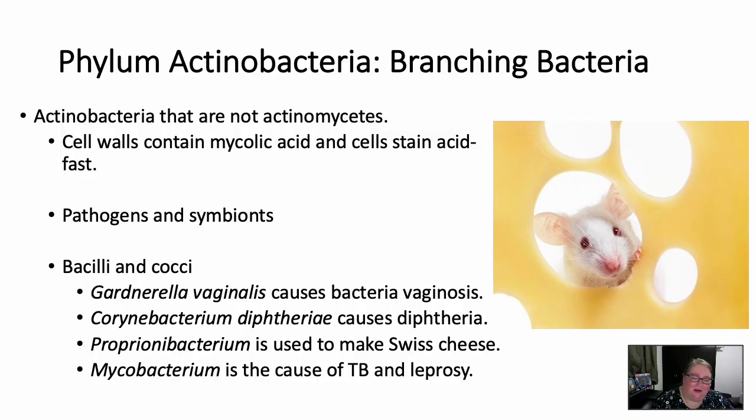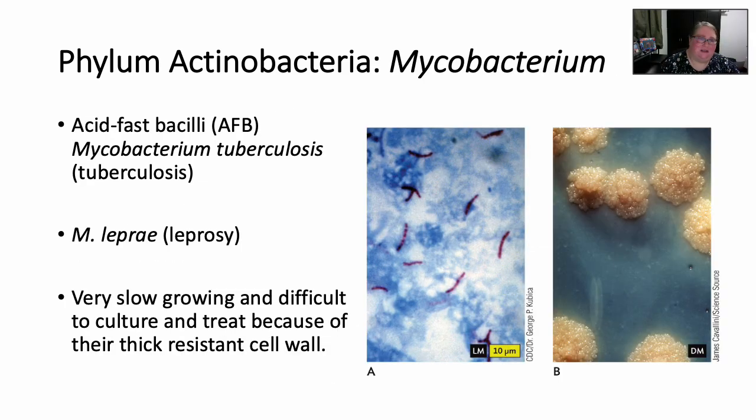And then we have the Mycobacterium genus. This is going to be the cause of some human diseases like tuberculosis and leprosy. Okay, so let's talk about Mycobacterium a little bit more. These are going to acid-fast stain. They have that waxy outer coating. That waxy outer coating is actually going to do some things that are detrimental for the pathogen themselves.